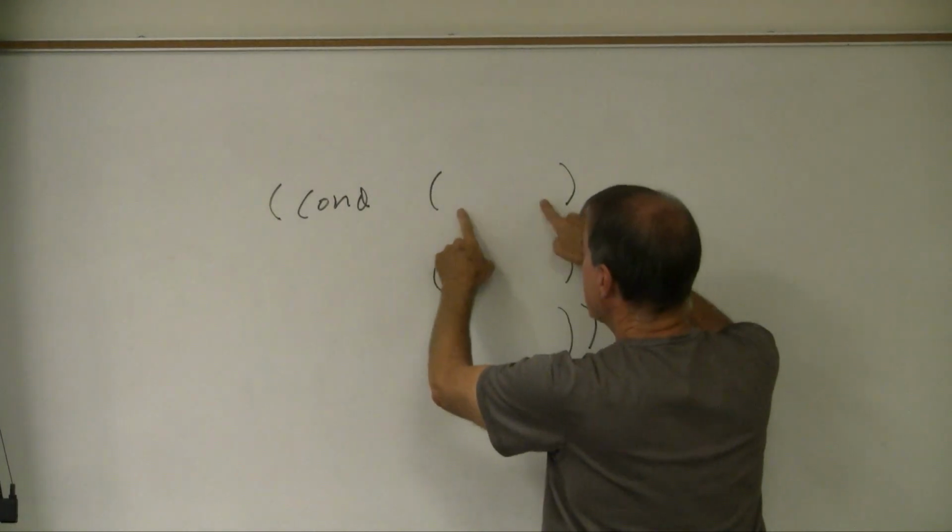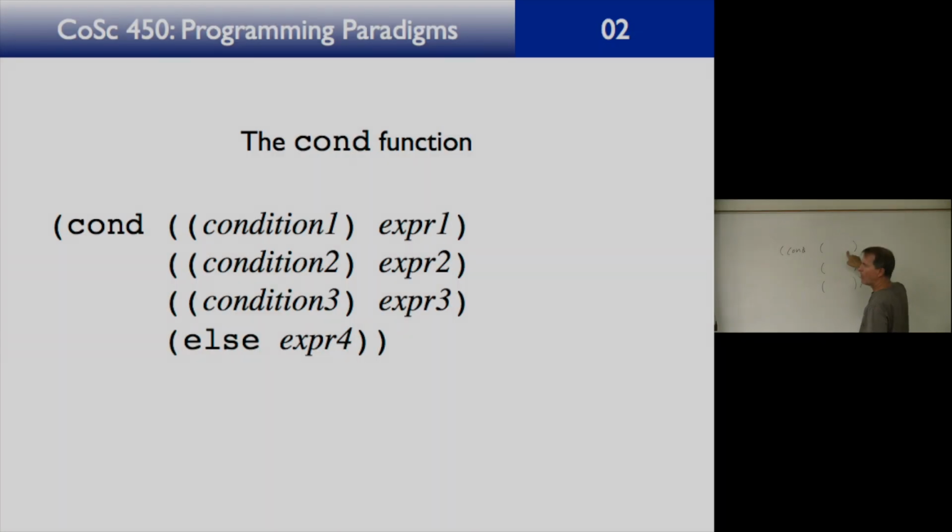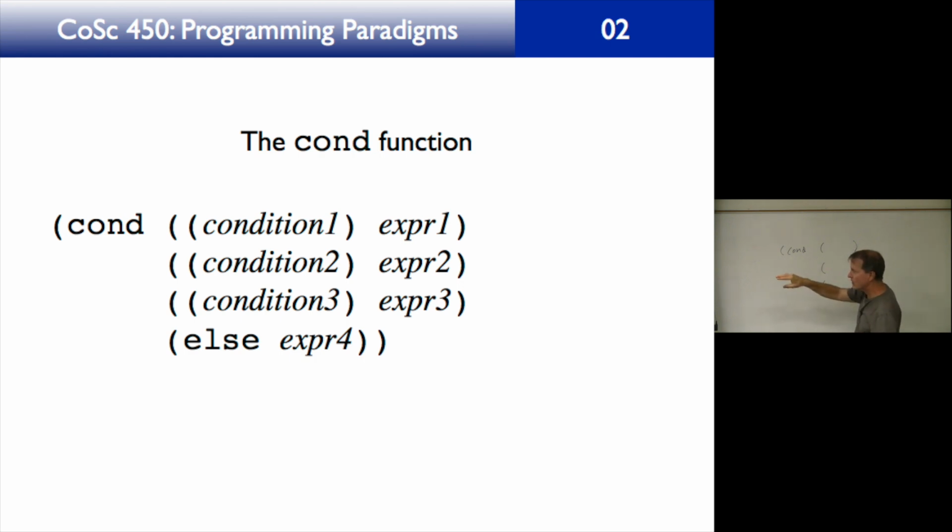And each one of these little sublists has how many parts? 2. Are you with me? Each one of these sublists has 2 parts: a condition and an expression. A condition and an expression. A condition and an expression. Except that for the last one, there's a special keyword. The last one could be a what? Else. And then the expression, right?